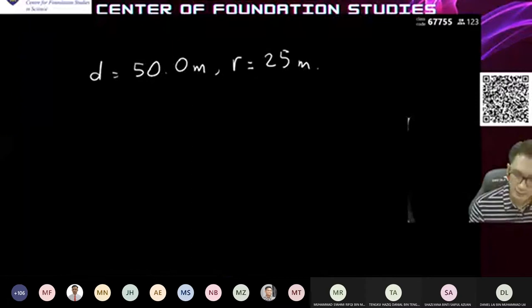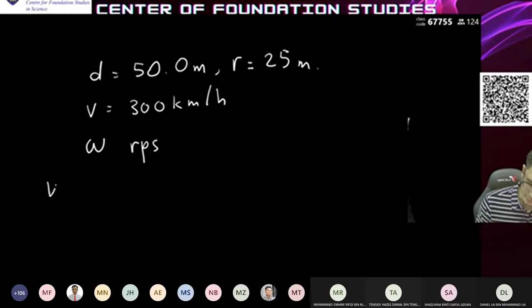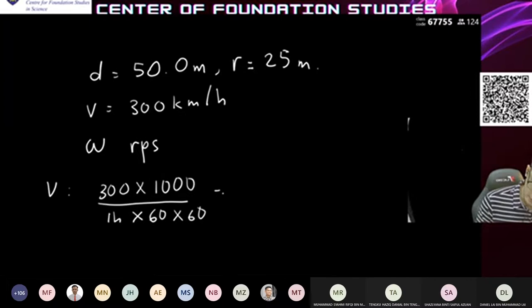Okay, and then the velocity is 300 kilometer per hour. Then this one we need to change to meter per second. The question asks for the angular velocity, but the unit must be in revolution per second. So we change the velocity first into SI unit, then we will get 300 divided by 1000, and then we divided by 1 hour, change to the second, times 60 minute times 60 second, and then you will get how much? Can someone calculate for me? 83.33. All right, 83.33 meter per second.